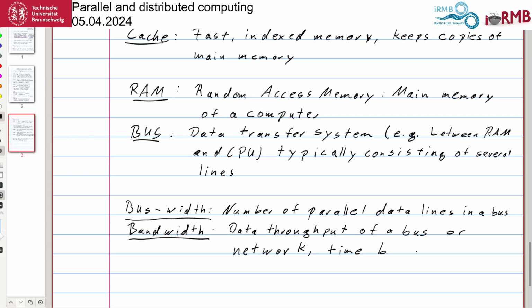I switched the line, sorry. So the throughput is in bytes per second. Usually it will not be in bytes per second, but in megabytes or gigabytes per second, right? So this is of course related to the width, but it's also related to the frequency with which data is transferred. So basically the frequency times the width is the bandwidth, right?